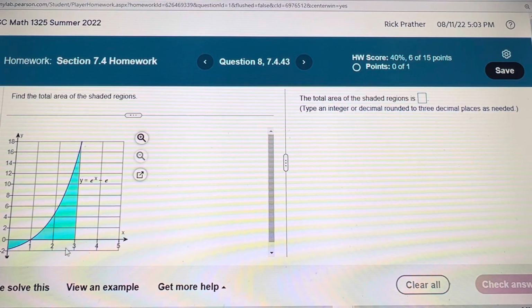Similar deal here, go from 0 to 1 of the function, and then go from 1 to 3. And this bottom part will be negative, but then take the absolute value of it. That'll turn it into a positive. And then this will come out positive already. And then turn the negative into a positive and add the two answers together.